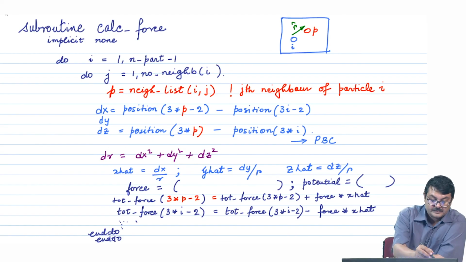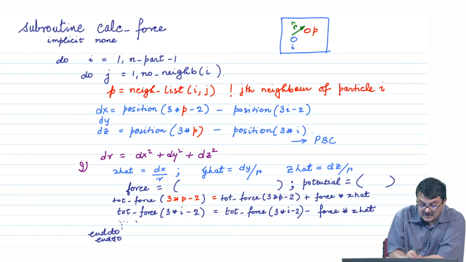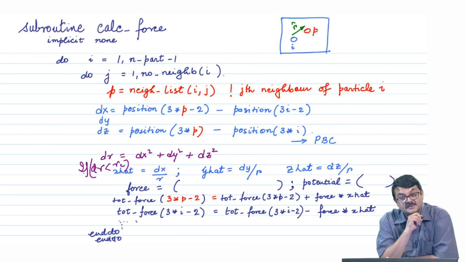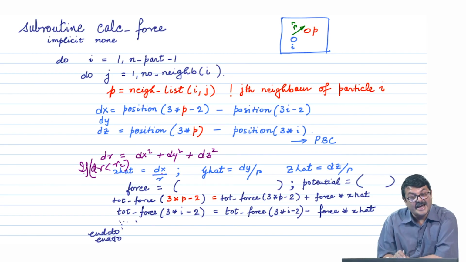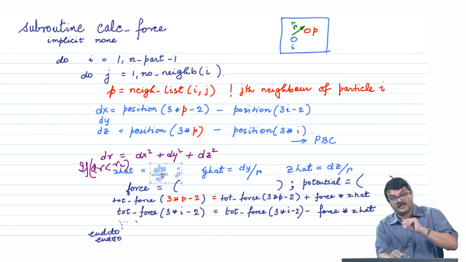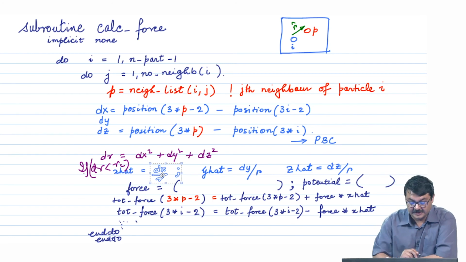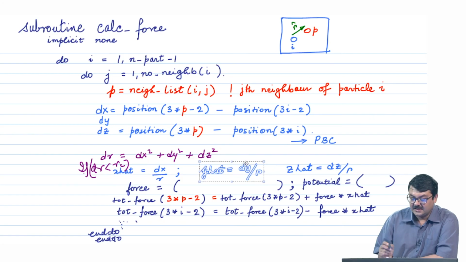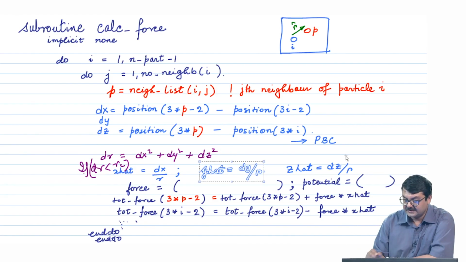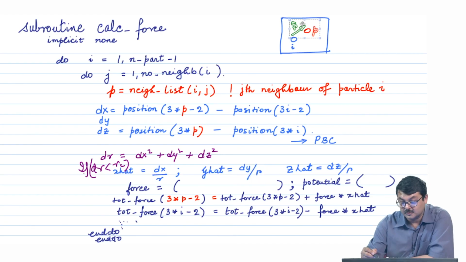Basically, if dr is less than RC, right, only then you calculate x hat, y hat, z hat, which is nothing but dx by r. You have already corrected for the correct sign of dx using the nearest image convention. Then y hat, which is the y cap, the unit vector. x hat, y hat, and z hat are the unit vectors, and this is how you calculate them. And this vector basically points from I to p, right.